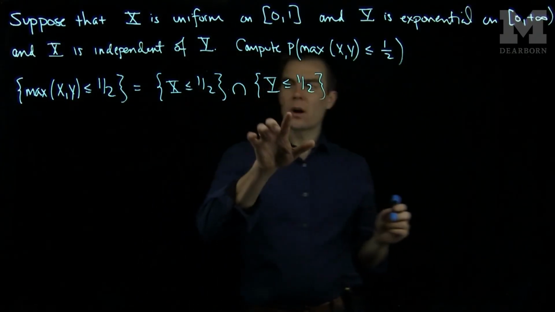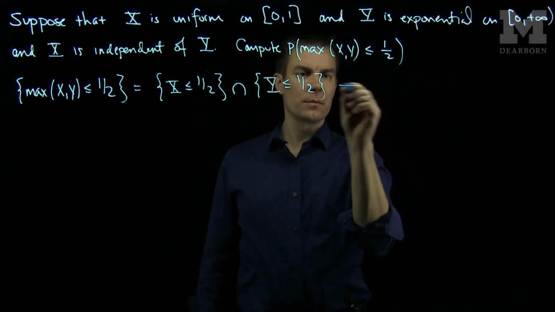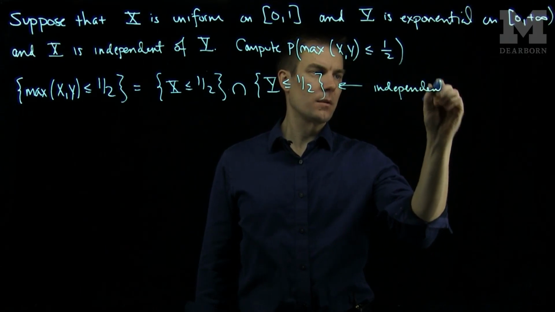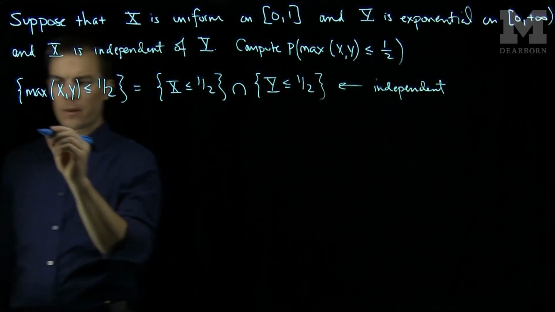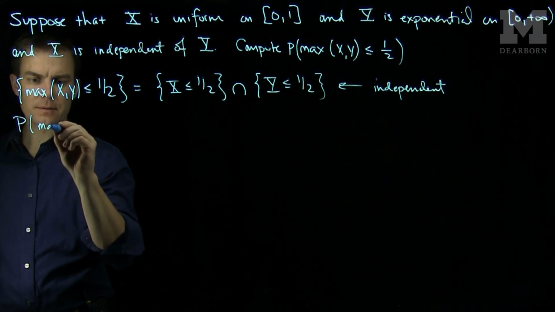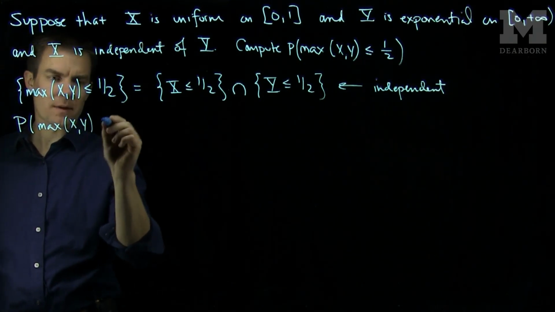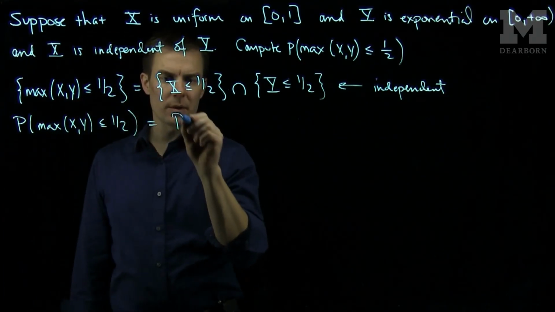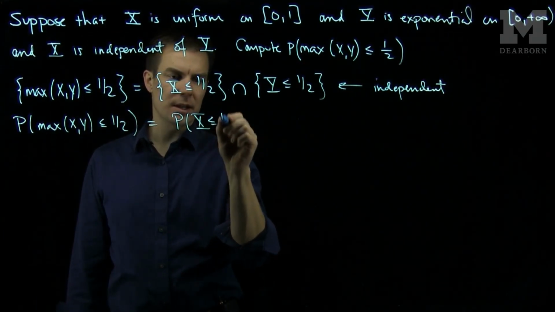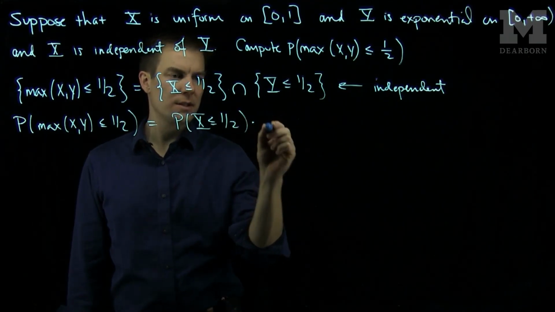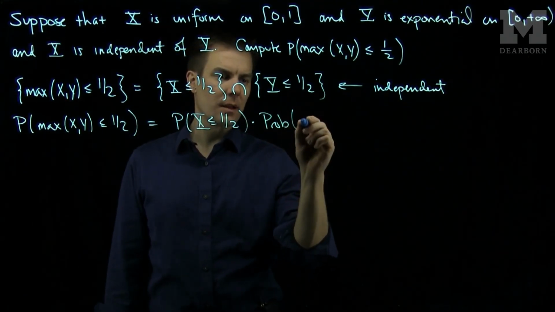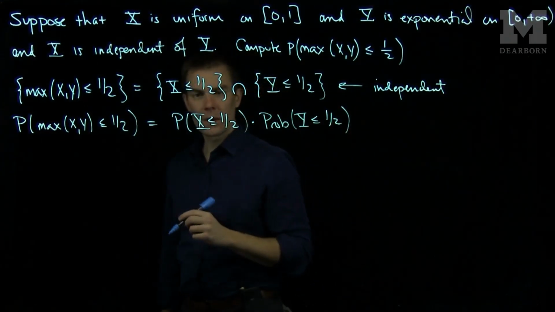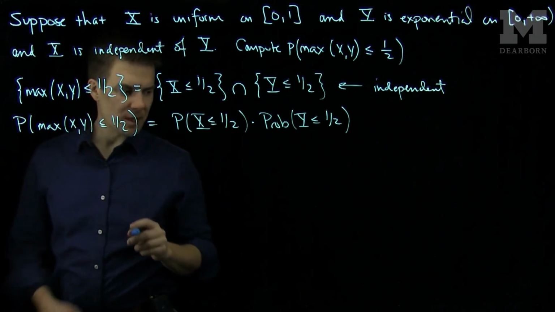And since these events are independent, we can conclude that the probability that the max of X and Y is less than or equal to 1/2 is equal to the probability that X is less than or equal to 1/2 times the probability that Y is less than or equal to 1/2. Now let's compute these probabilities separately.